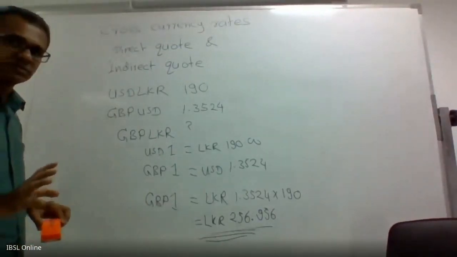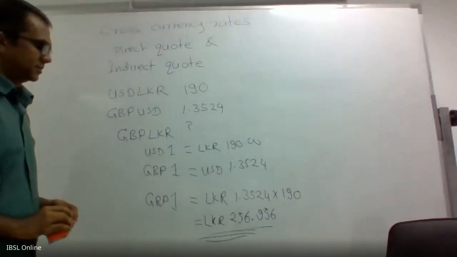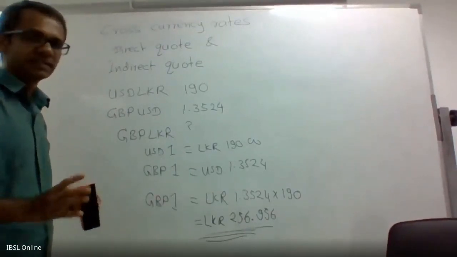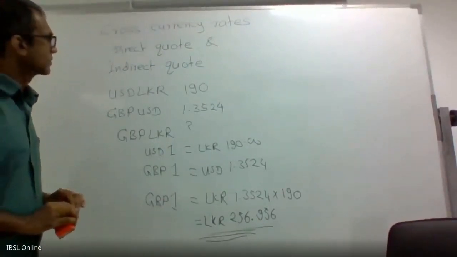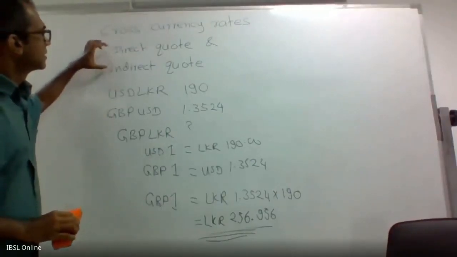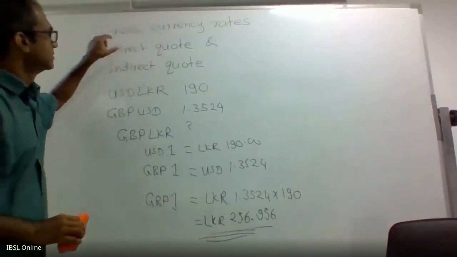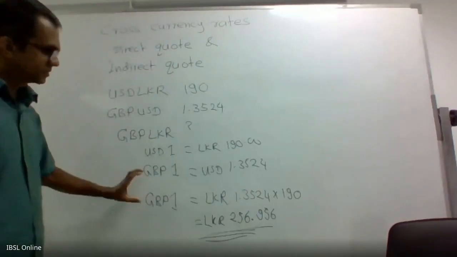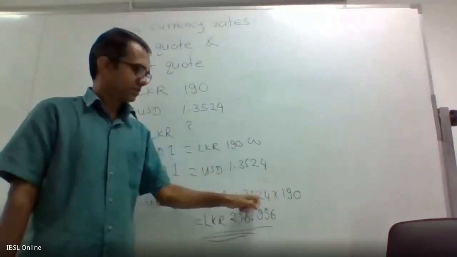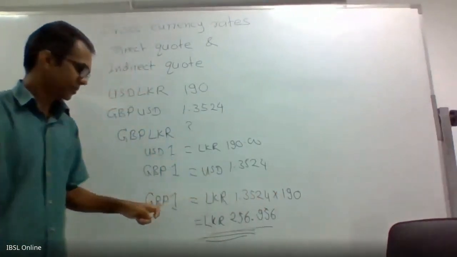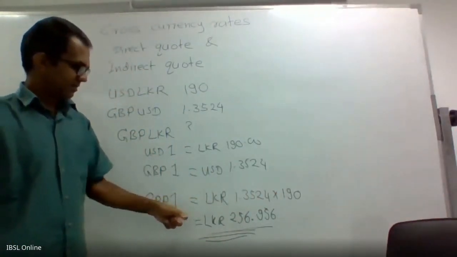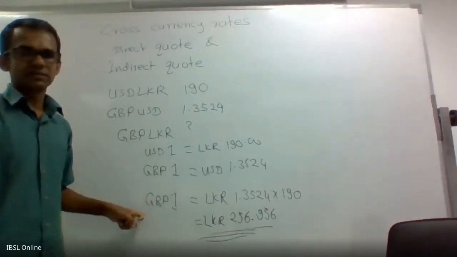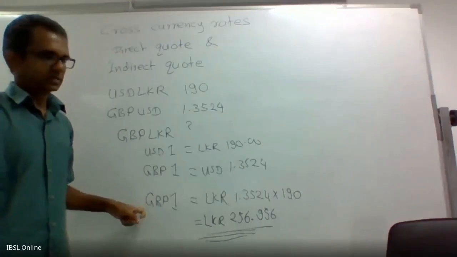You should be able to check that, at least whether you have gone towards the correct direction. So again, how to calculate the cross currency rates? When you have a direct quote and an indirect quote, just multiply the exchange rates, then you get the answer with the stronger currency in the base currency position or as the base currency.